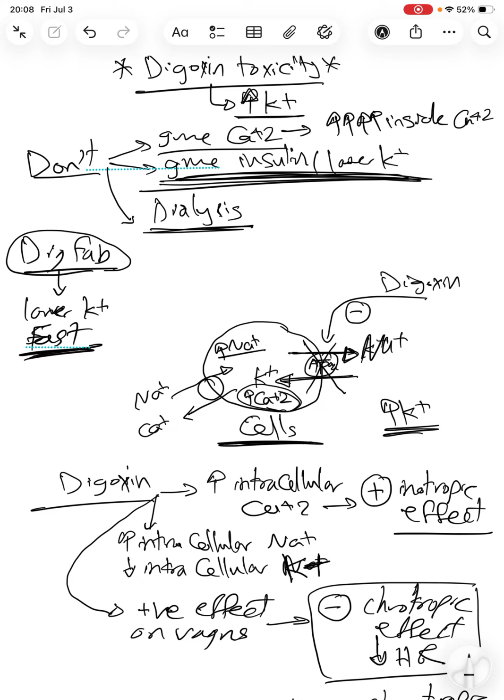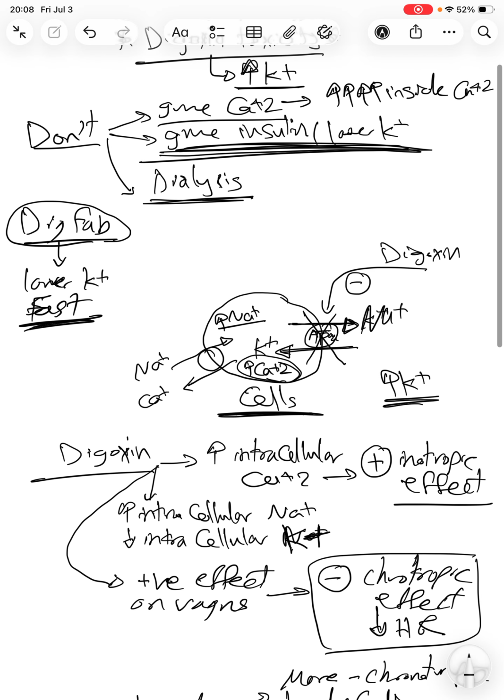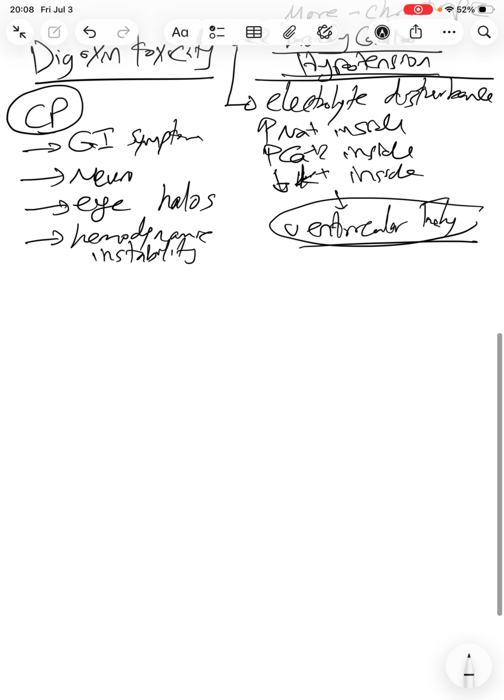The other reason is that hyperkalemia in digoxin toxicity is not a cause of increased mortality by itself. We use it most of the time as a prognostic way to see the digoxin toxicity. This is why we don't like giving insulin or any of these medications.